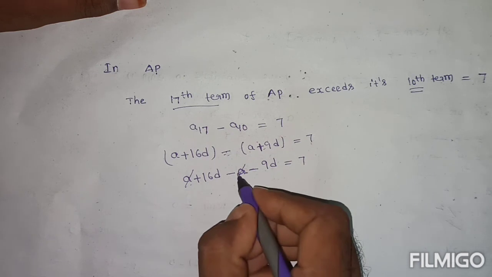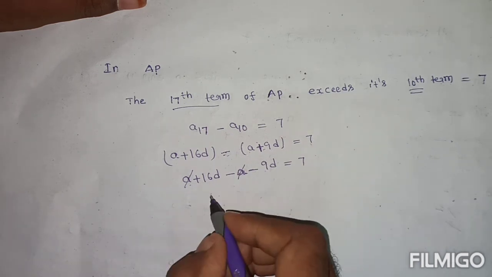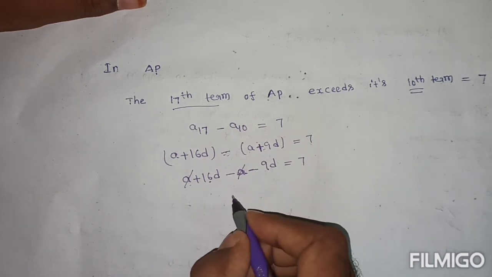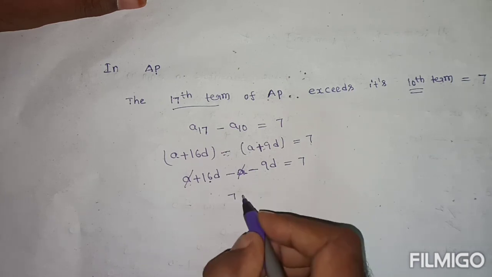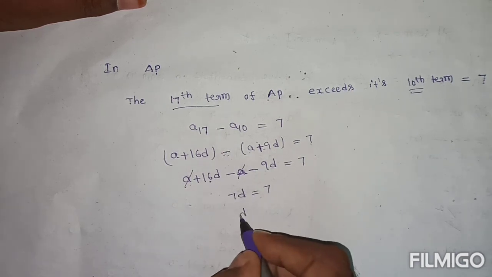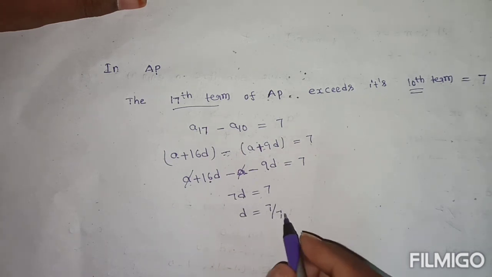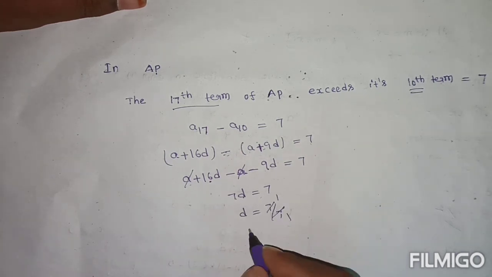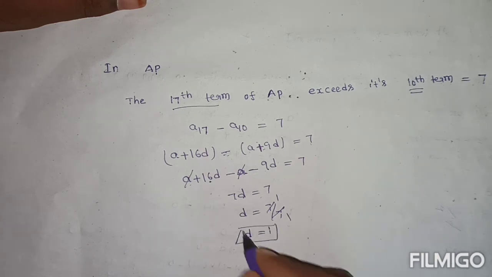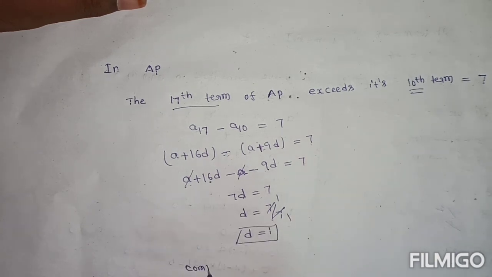So a is gone. A minus a cancels. 16d minus 9d, how much? 7d is equal to 7. D is equal to 7 by 7. 7 into d, transposing, division. 7 ones are 7. So d value is 1. What is d? Common difference. So the common difference is equal to 1. Okay, write down.